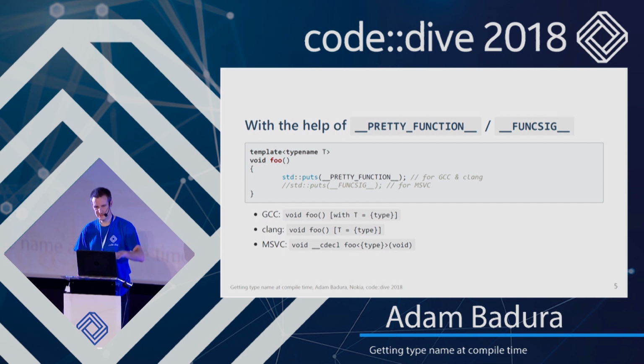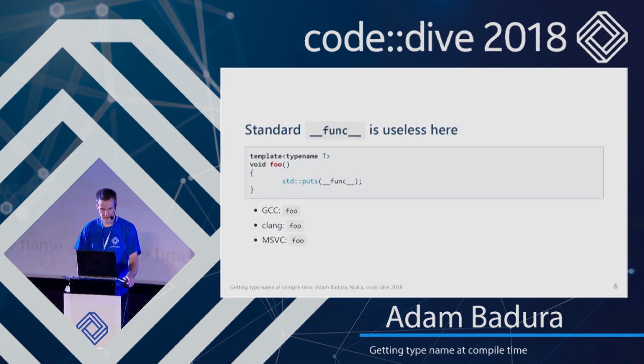And there is a note about __func__. __func__ is useless for this because it is consistent on all compilers and contains the name alone. Per my understanding, it's not a requirement of the standard to be exactly and precisely only the name, but the compilers choose so. The type doesn't show up anywhere, so you cannot use it.